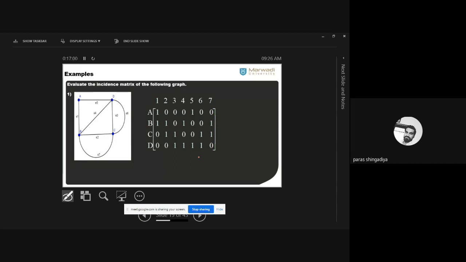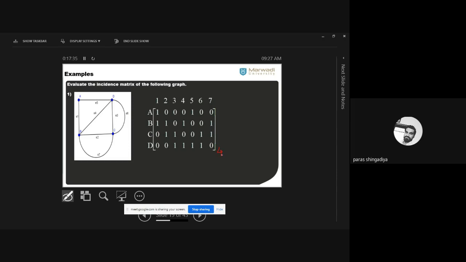Now some more examples are given here. Let's verify them one by one, and then we'll start the next topic. So we'll look at the incidence matrix of the following graph. The title will be clearly mentioned in the exam also, which matrix you have to derive. So here you have to derive the incidence matrix for the following graph. The graph is already given. Clear? How many vertices are there? 4 vertices. And how many edges? 7 edges. So it reflects a 4 by 7 matrix. Clear? 4 indicates the vertices, 4 rows, and 7 edges means 7 columns. So it is a 4 by 7 matrix.